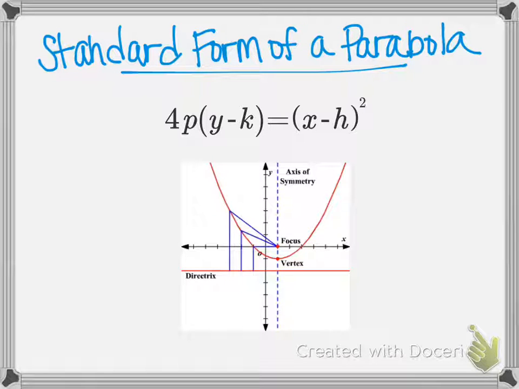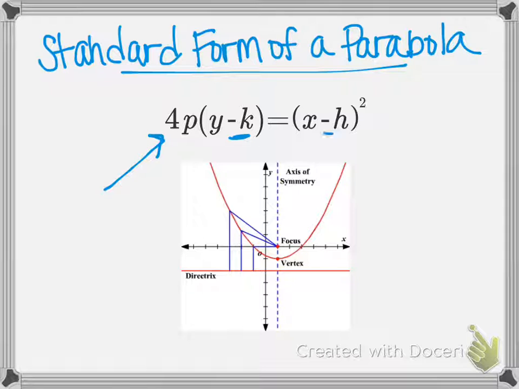So this video will talk all about the standard form of a parabola and all the different ways that we can use it. So what you see right here is the general equation of standard form of a parabola. So you can see that this number here is always going to be a multiple of 4, or at least you'll have to divide by 4 to figure out what that p value is.